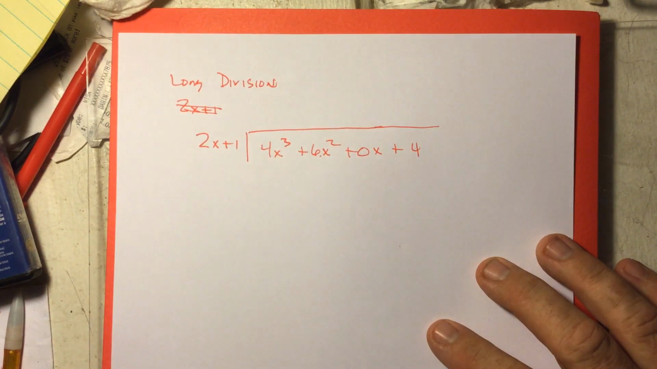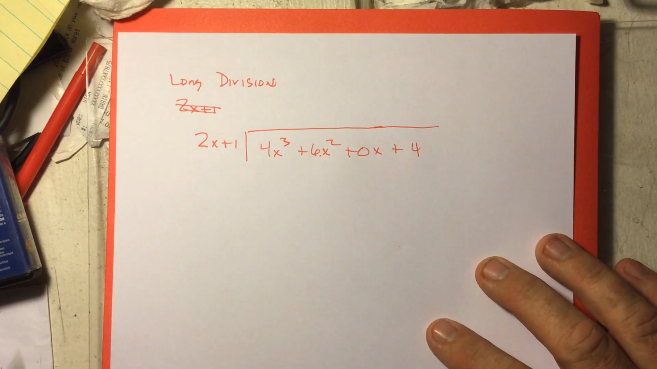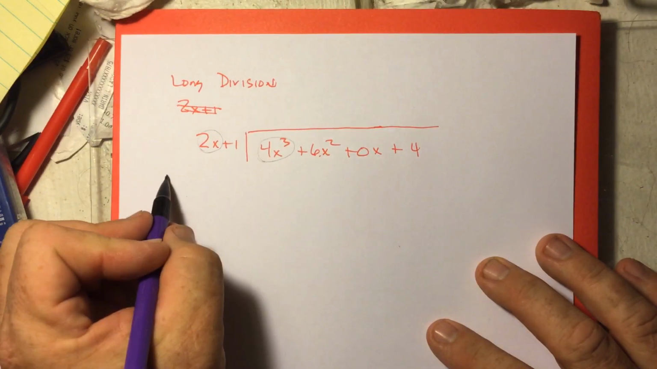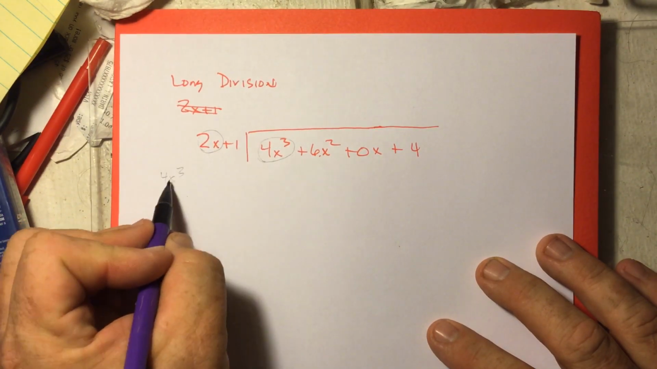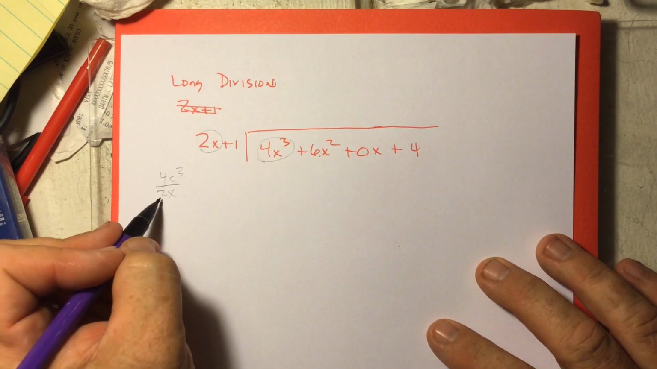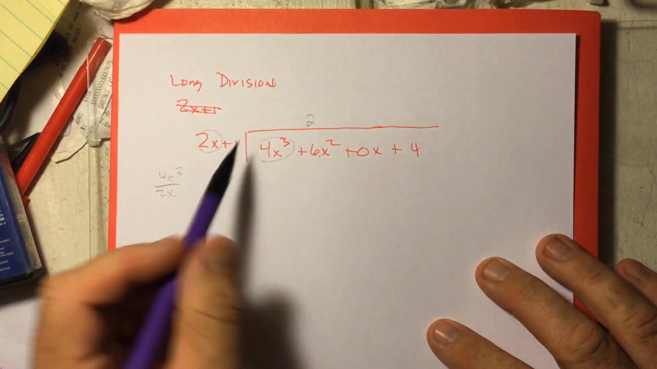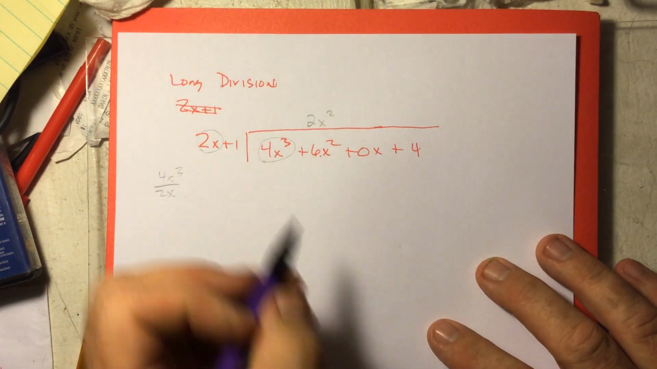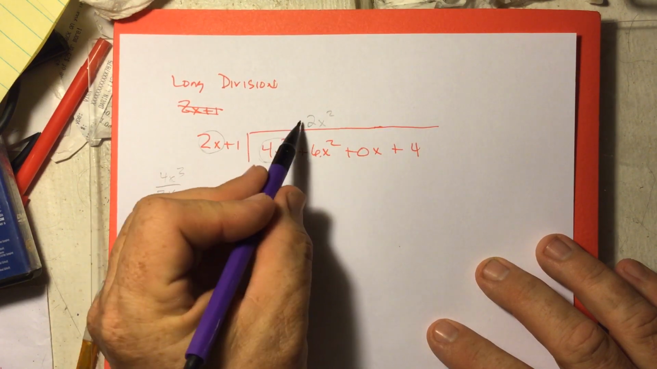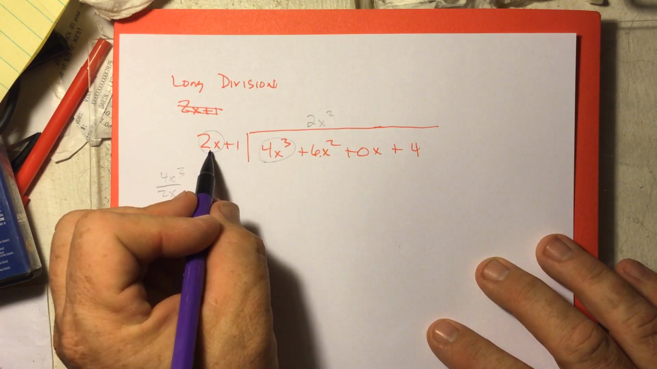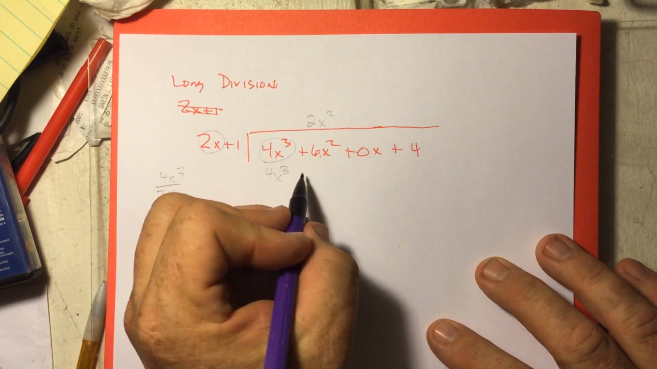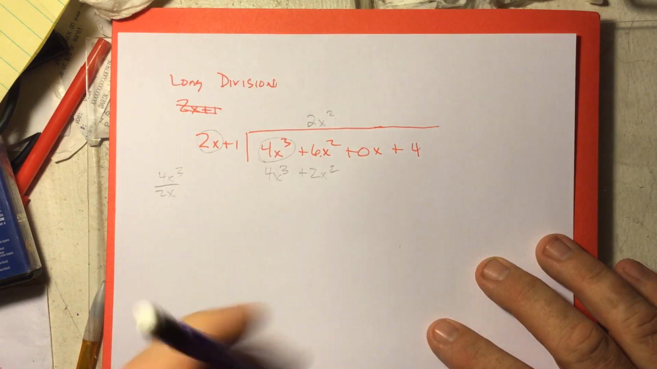For a long division, I know this is where some people kind of struggle a little bit. See if I can find a pencil that works. We need to take our first term here and our first term here and divide them. So off to the side here, I'm going to go 4x cubed divided by 2x. So 4 divided by 2 is 2. X cubed divided by x is x squared. So we're going to multiply through: 2x squared times 2x is 4x cubed. And then 2x squared times positive 1, which is positive 2x squared.